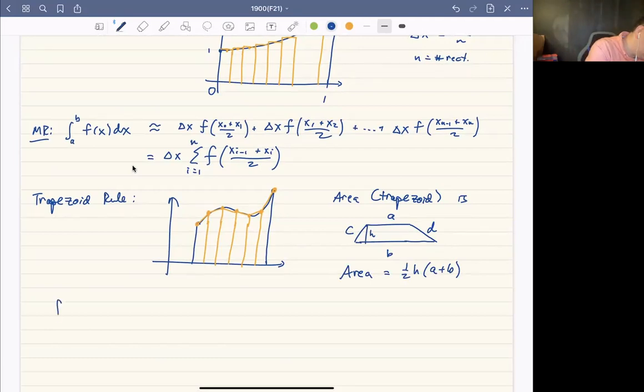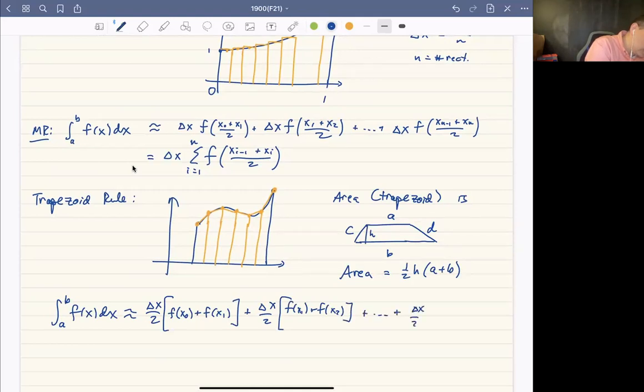The trapezoid rule here says that if we integrate from a to b our function f of x dx, this is going to be approximately equal to delta x over 2 times, let's see, the first trapezoid we're going to have f of x0 plus f of x1. And then we'll do this for each of the subintervals. So f of x1 plus f of x2, all the way down to the very last one, f of x sub n minus 1 plus f of x sub n.